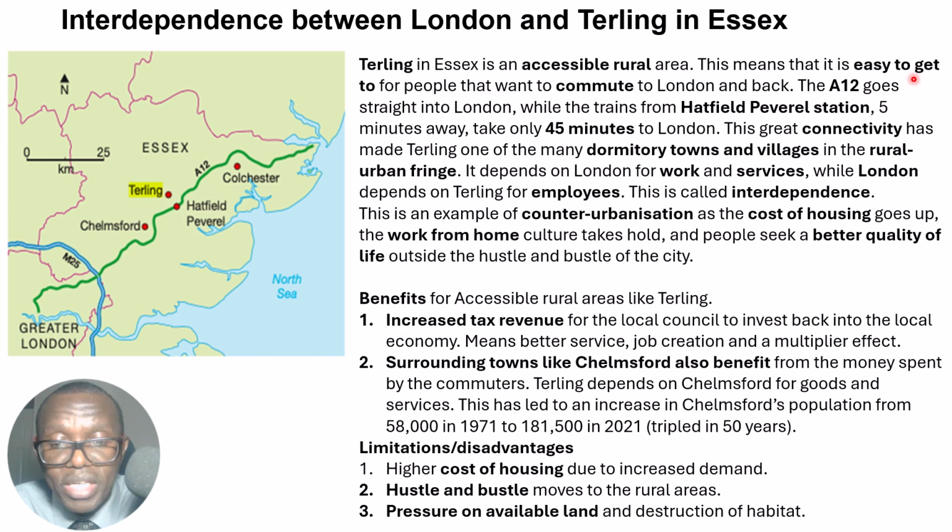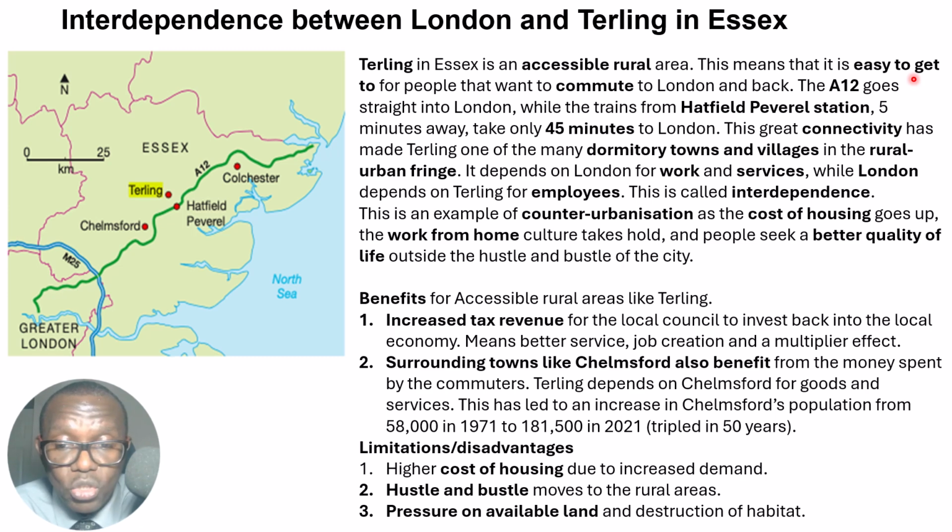So what are the benefits for accessible rural areas like Tiptree? One of the benefits that Tiptree gets from this interdependence is increased tax revenue for the local council. That tax revenue can then be reinvested back into the local economy, which will mean better services and job creation, and this will have a multiplier effect, which will be good for Tiptree. Another benefit is that surrounding towns such as Chelmsford, which is nearby, also benefit from the money being spent by the commuters.